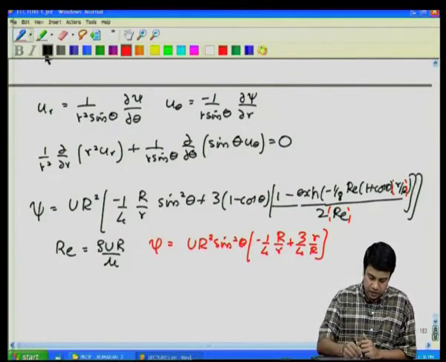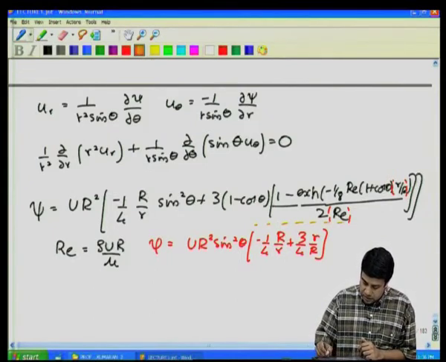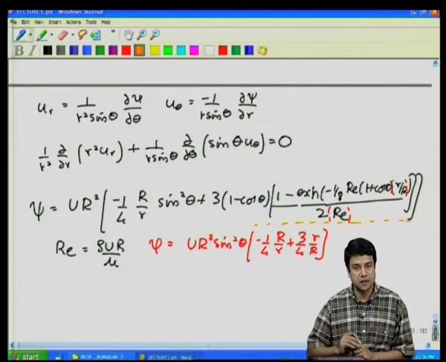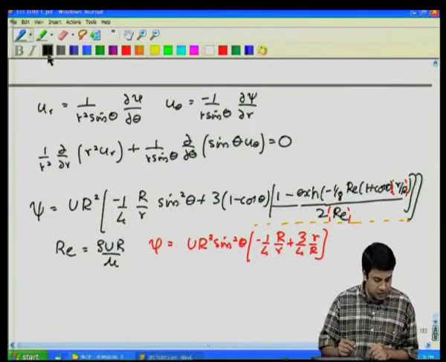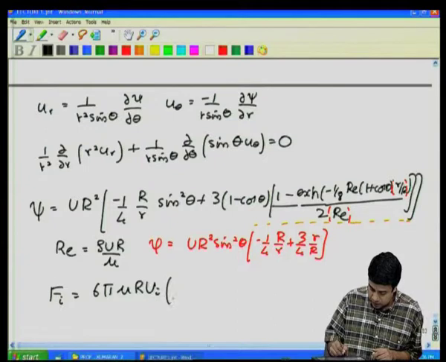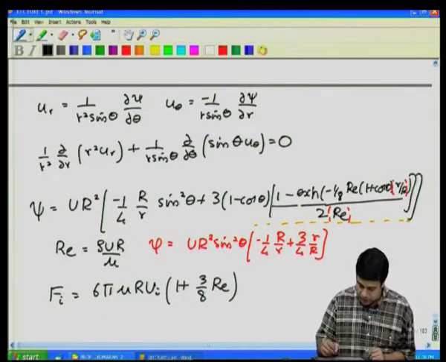However, this additional term here results in a correction to the drag law, to the drag force on the sphere. There is a correction to the drag force on the sphere due to this additional term. And this correction has been calculated exactly. It is equal to 6 pi mu R U into 1 plus 3 by 8 times Re. And this is called the Oseen correction.